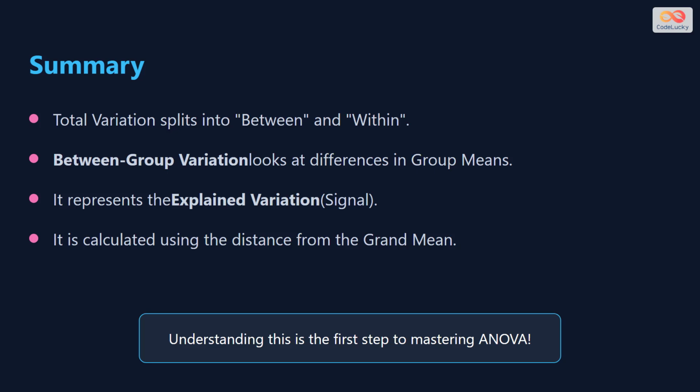To wrap up, remember that total variation splits into between and within parts. Between-group variation looks strictly at the differences among group means relative to the grand mean. It is our measure of explained variation, or the signal in our data.